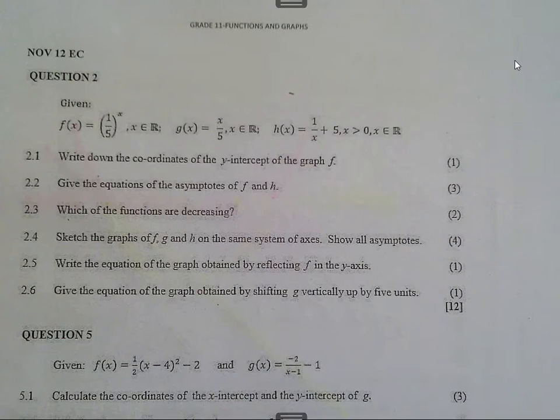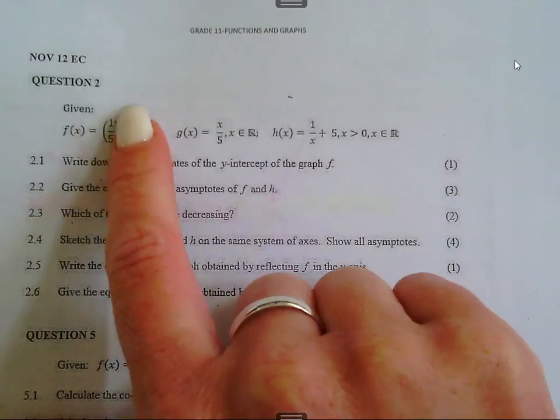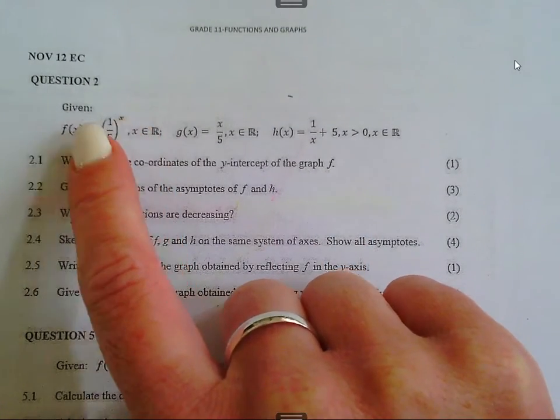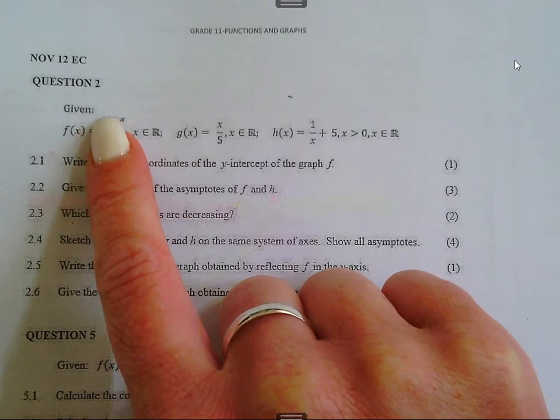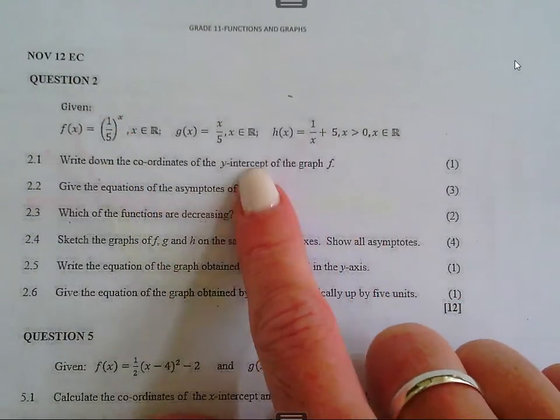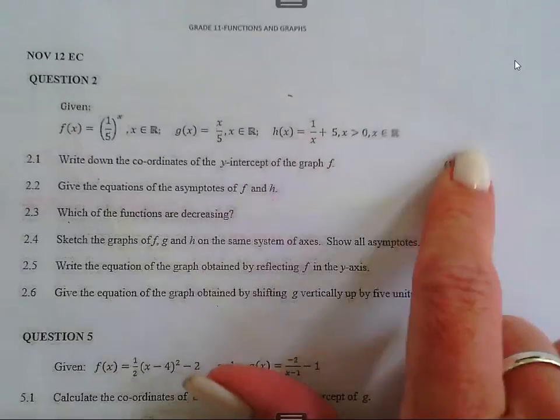All right. The first one, the coordinates of the y-intercept of the graph of f. Y-intercept is you make x 0. Anything to the power of 0 is 1. So it's (0; 1).